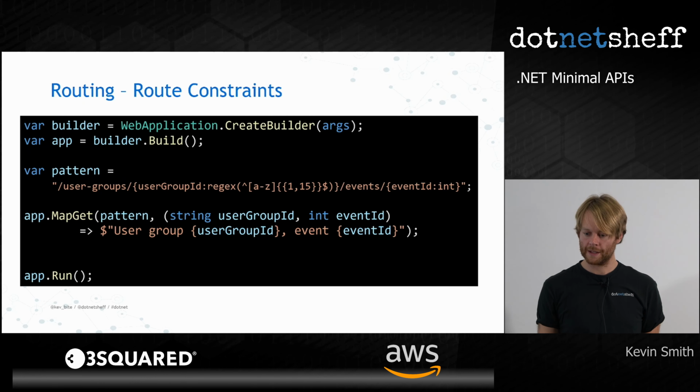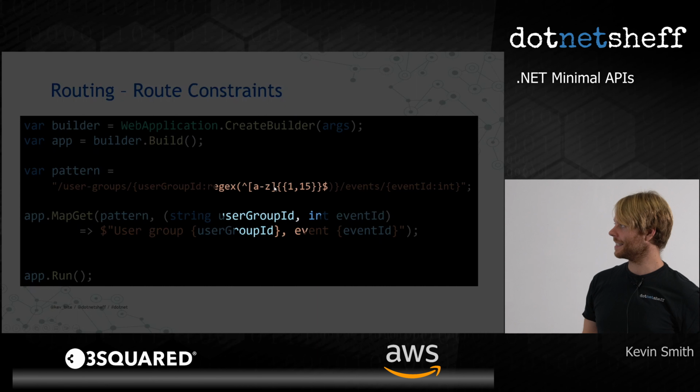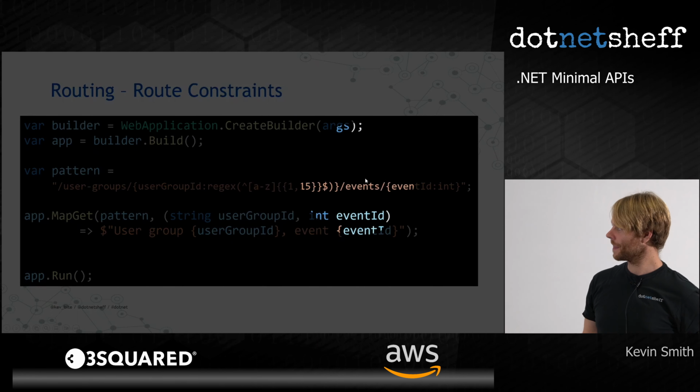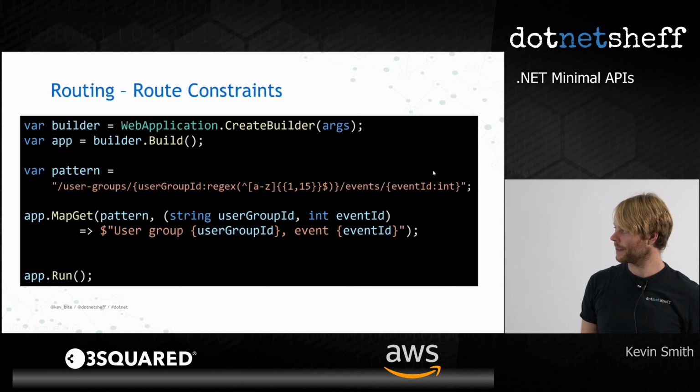We also can use route constraints as well. So for this example, this is saying the user group ID must match a regex of starting with an A to Z, 1 to 15 times until the end. And then the events ID is just an int, so that'll have to be an int as well. And if that doesn't get matched, it doesn't get bound into this, that route doesn't get evaluated.